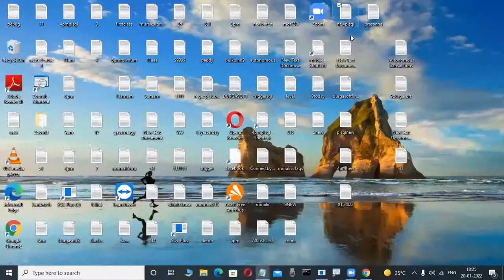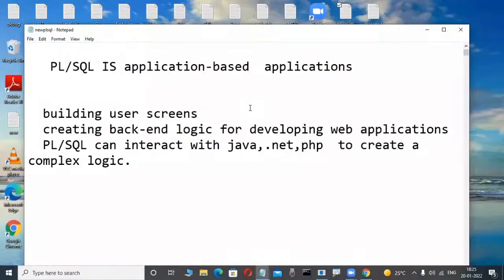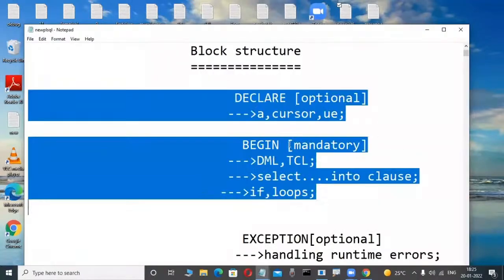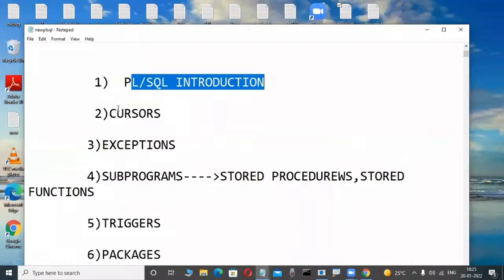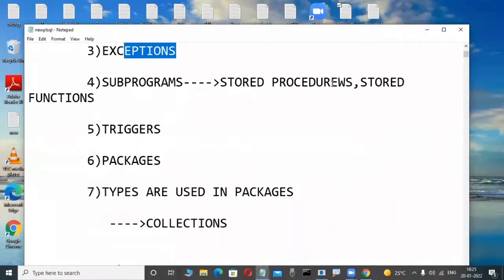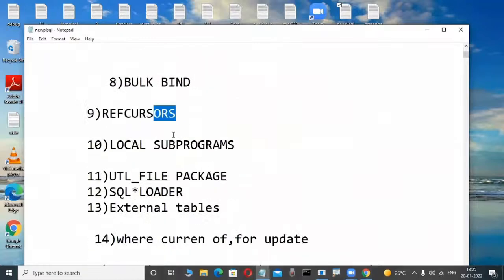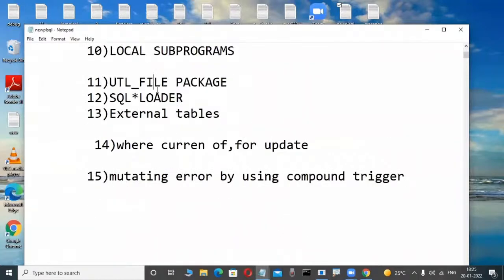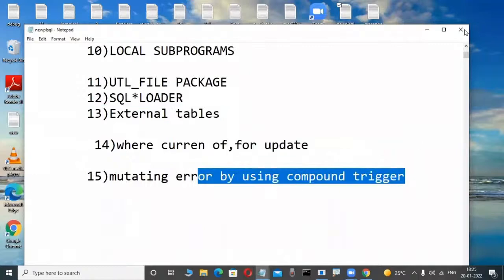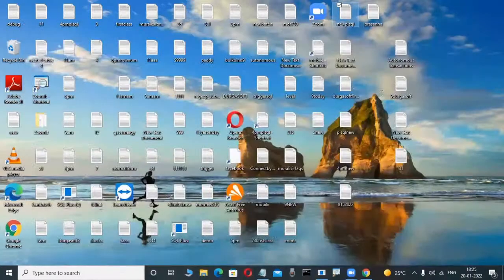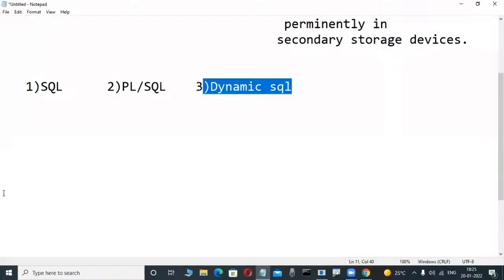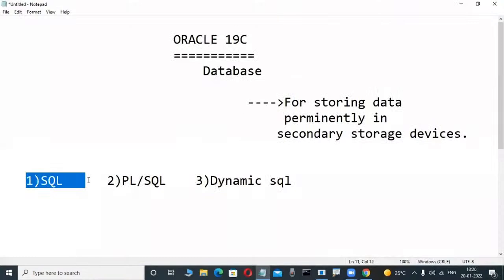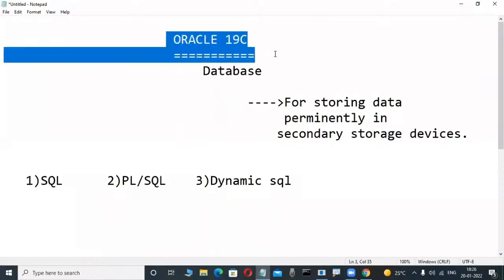Again, PLSQL means a little bit of coding. Don't be afraid. In PLSQL you write this type of little bit of coding. In it there are cursors, exceptions, stored procedures, stored functions, triggers, packages, types, collections, bulk bind, ref cursors, local subprograms, UTL file packages, SQL Loader, external tables, so many things like this. So much syllabus is there. Don't worry. That's why we learn the SQL language first, and after that, once you have some knowledge, you learn PLSQL. Through these two languages we operate this Oracle software.